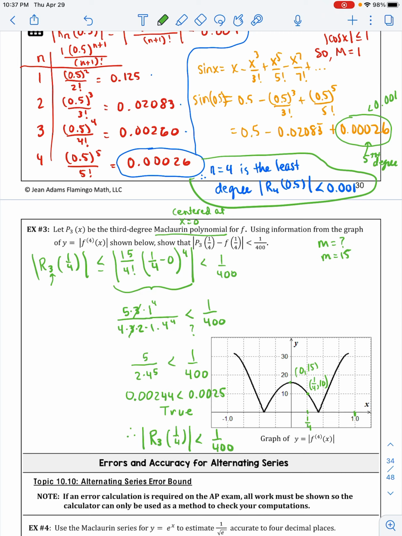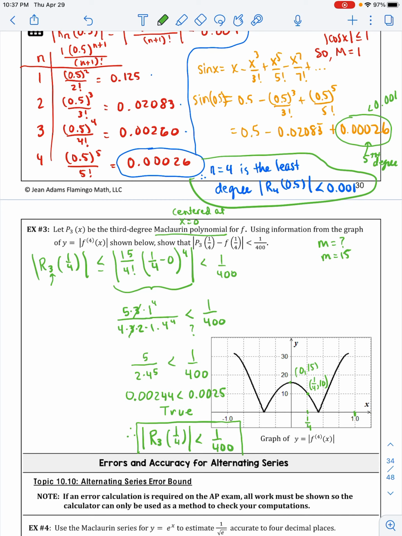And so since that's true, therefore the absolute value of r sub 3 of 1/4 is less than 1/400. And they wanted us to show that. So that's what we just did.